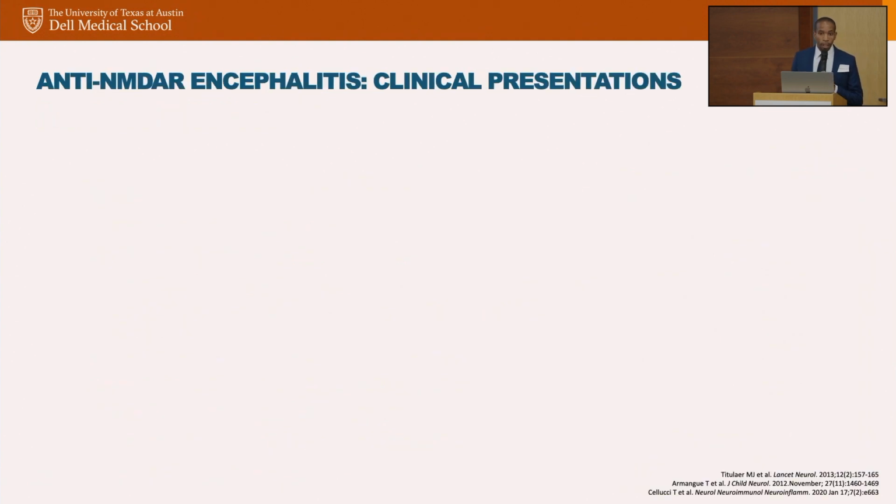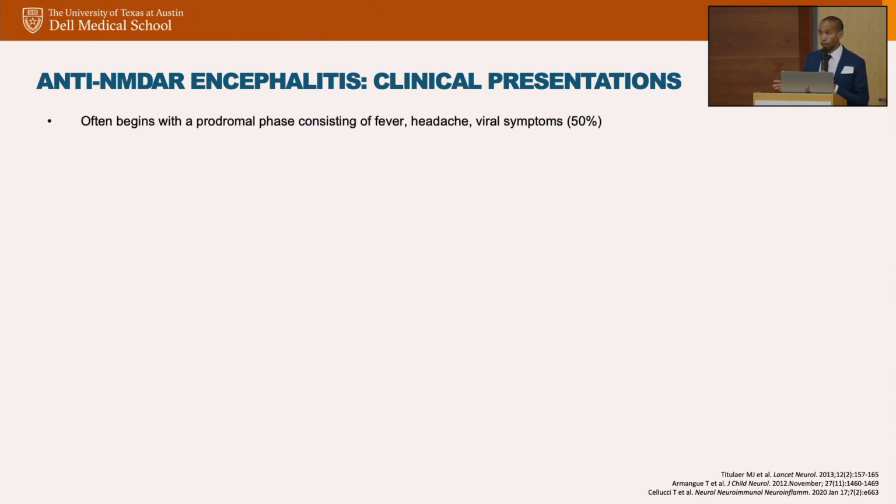Okay. So now that you know why it's important to recognize this disorder, what are the signs and symptoms that you should be looking out for? The first thing that is, I think, very important to get a history of is, did this patient have a viral prodrome? So viral prodrome is very common in kids that have NMDA receptor encephalitis. So up to 50% will have some sort of viral prodrome.